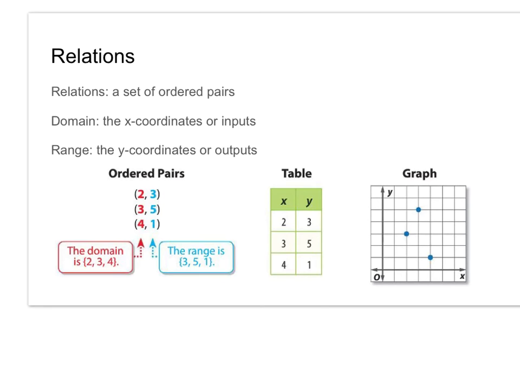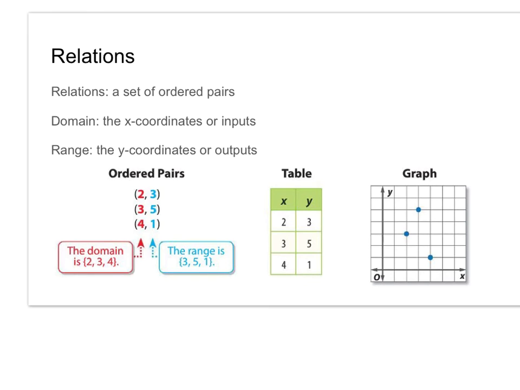The next thing we're going to talk about is relations. Relations go hand in hand with ordered pairs and graphing, because a relation is just a set of ordered pairs. In a relation you're going to have a domain and a range. Your domain is the x-coordinates, or your inputs. Your range is your y-coordinates, also called outputs.